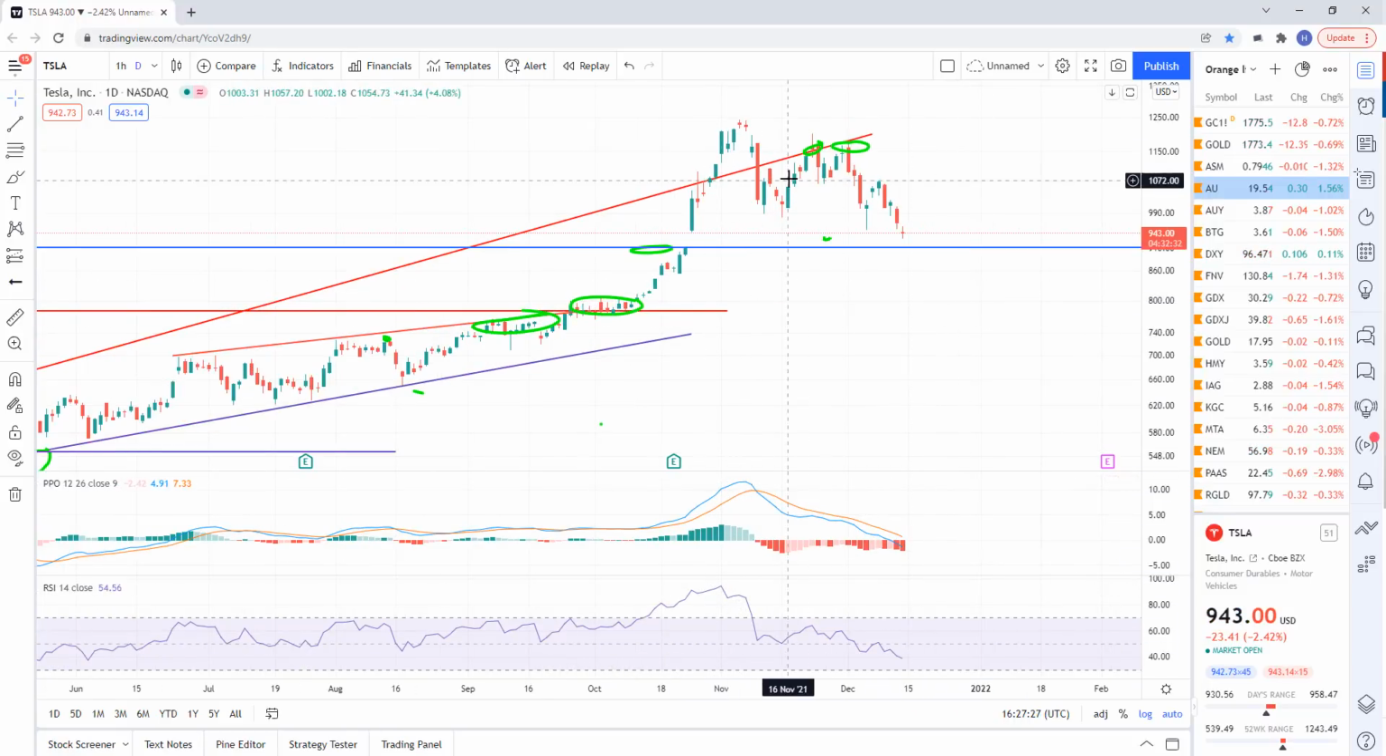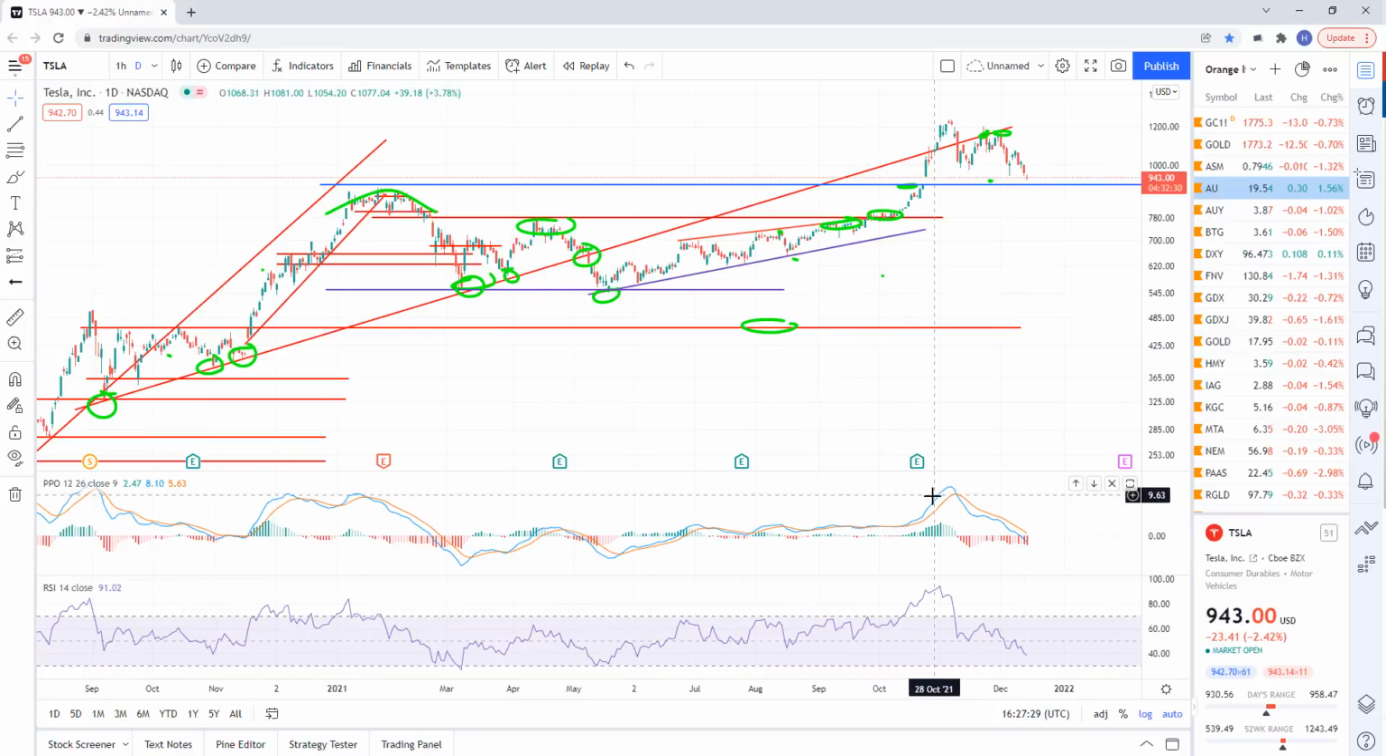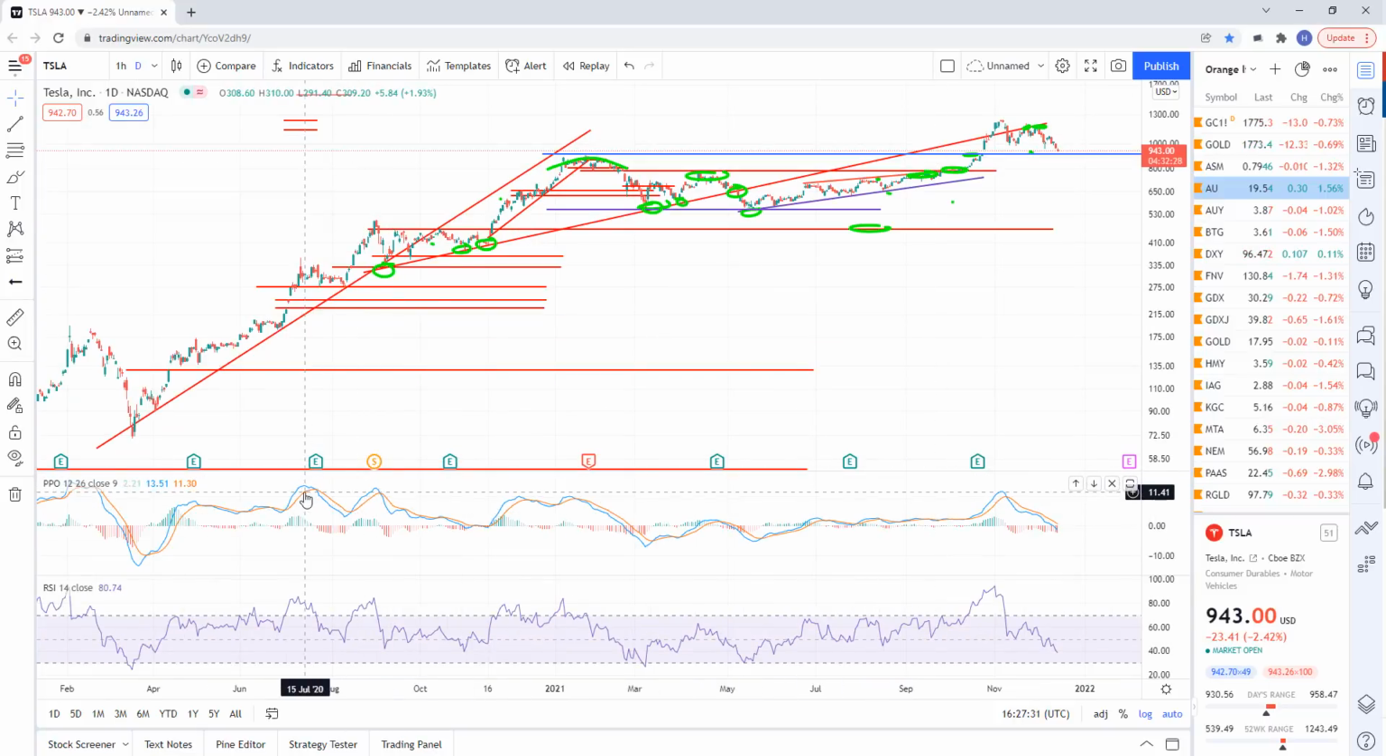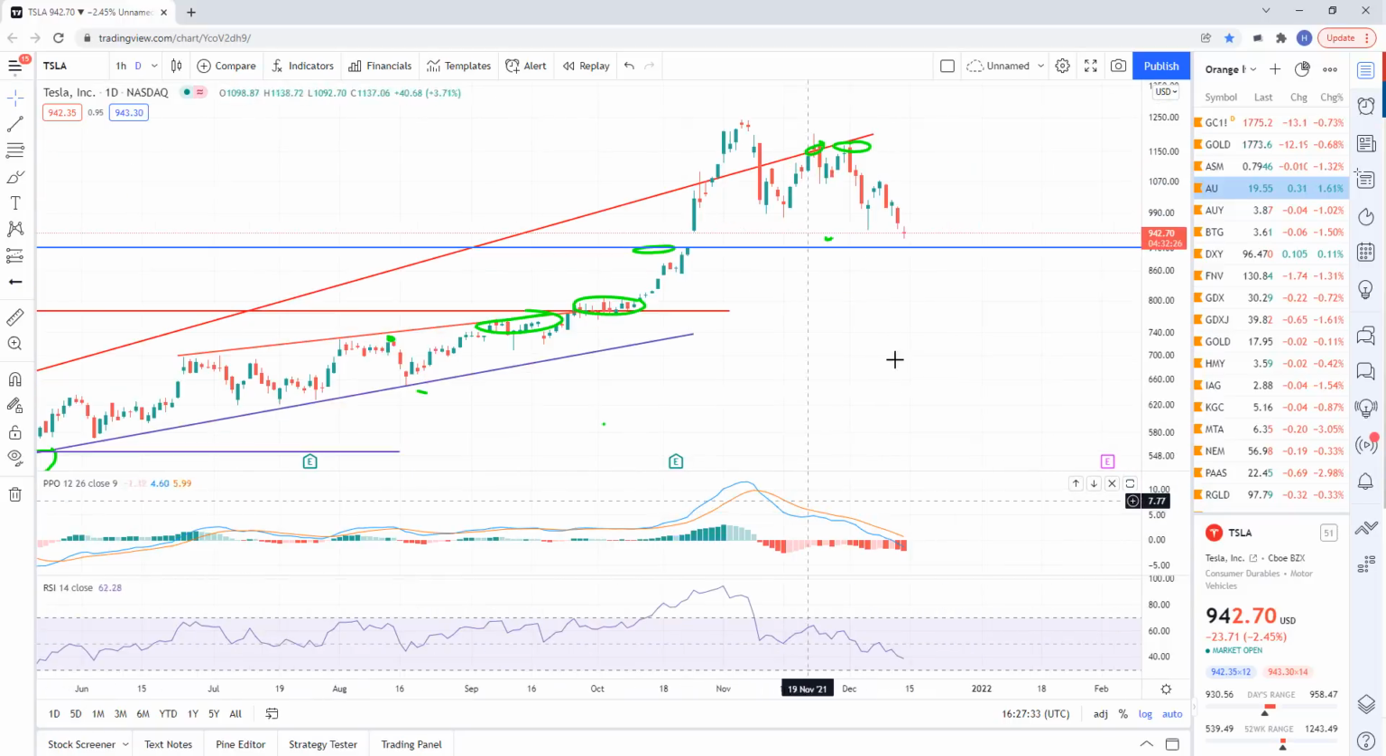Not a whole lot of negative divergence really, because if I roll out, you'll see that we recently made a new high, and this is trending down, but price has been trending down as well. So, kind of mixed on this one.